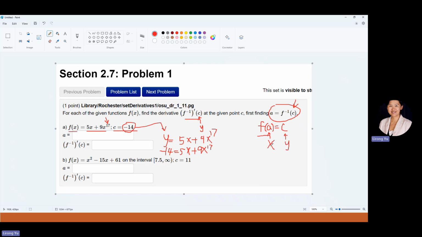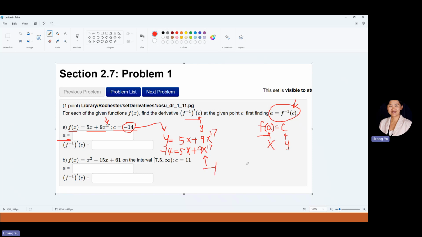c is a y, a is an x. The first question is to find a, which really is the x. So what kind of x value will give us negative 14 in this calculation? There's an easy number, right? Just think of a simple example. Don't make it too complicated. When you look at the coefficients, we've got 5, 9, and 14. So what should be the x value? 1 will make it positive, so at least we should have a negative. Negative 1, right? Negative 1.